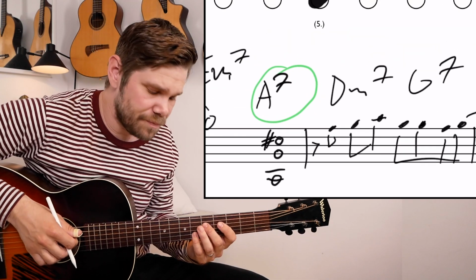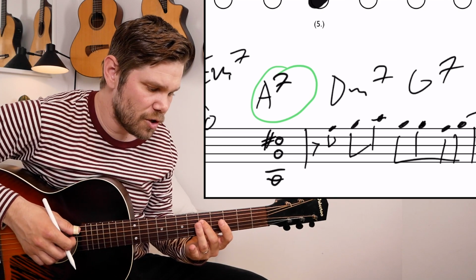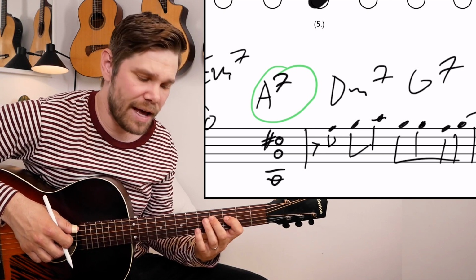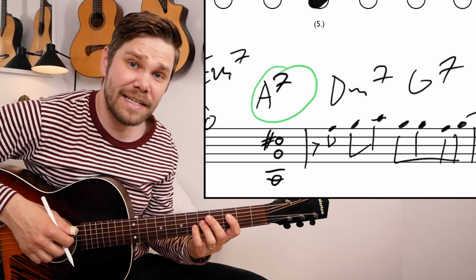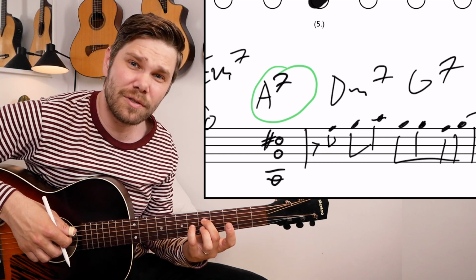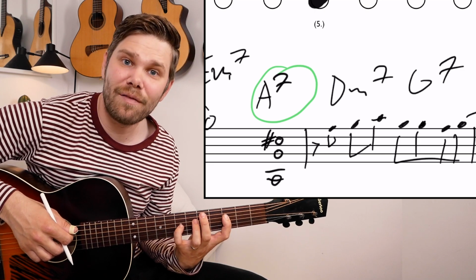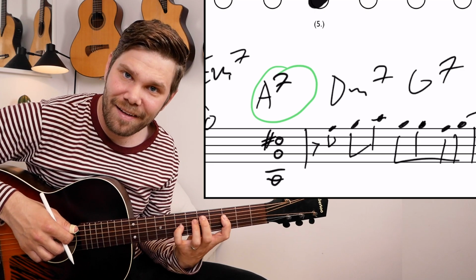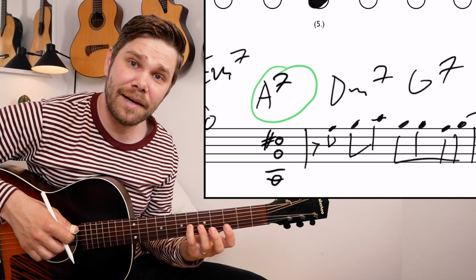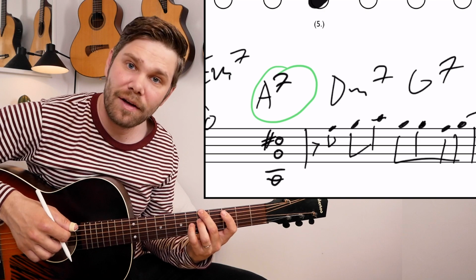And these two notes, they want to resolve. This one wants to go down a whole step to the minor third of the next chord. So it wants to go from G to F. And that C sharp really wants to go to the D note of the next chord. So you hear these two notes, tension, right? And then they resolve on the next chord. That C sharp can also go to C, which is the flat 7 of the next chord, and that sounds great as well. So you hear the tension.